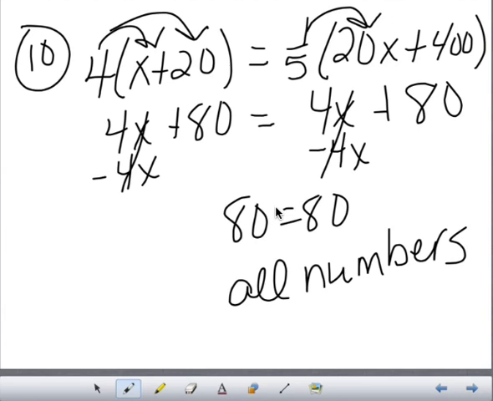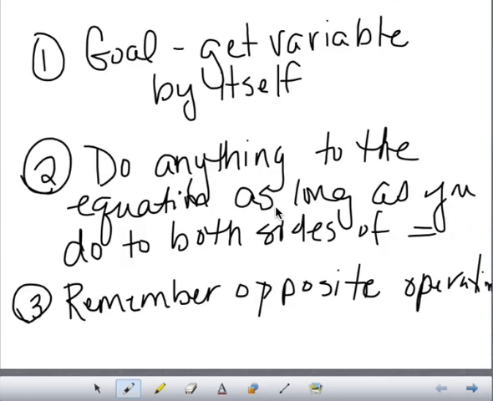Okay, so that was just a really quick review. Again, remember the 3 things that I always say. Get the variable by itself, do anything you want to the equation as long as you do it to both sides of the equal sign, and please remember the opposite operations. Addition and subtraction undo each other, multiplication and division undo each other.